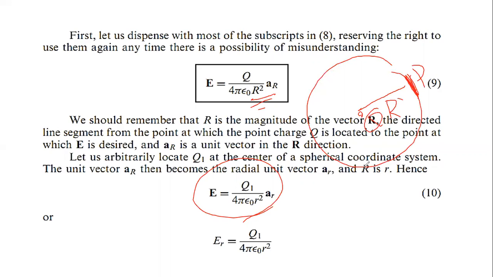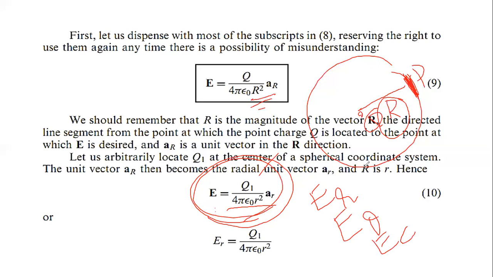Now this R actually represents the radius of the sphere, and the electric field intensity at the surface of the sphere will be equal to Q1 divided by 4 pi epsilon naught R square into AR. So remember that this electric field intensity is actually the radial electric field intensity, because if we select the spherical coordinate system, this electric field intensity may be along the radial direction, or it may be along the theta direction, or it may be along the phi direction.